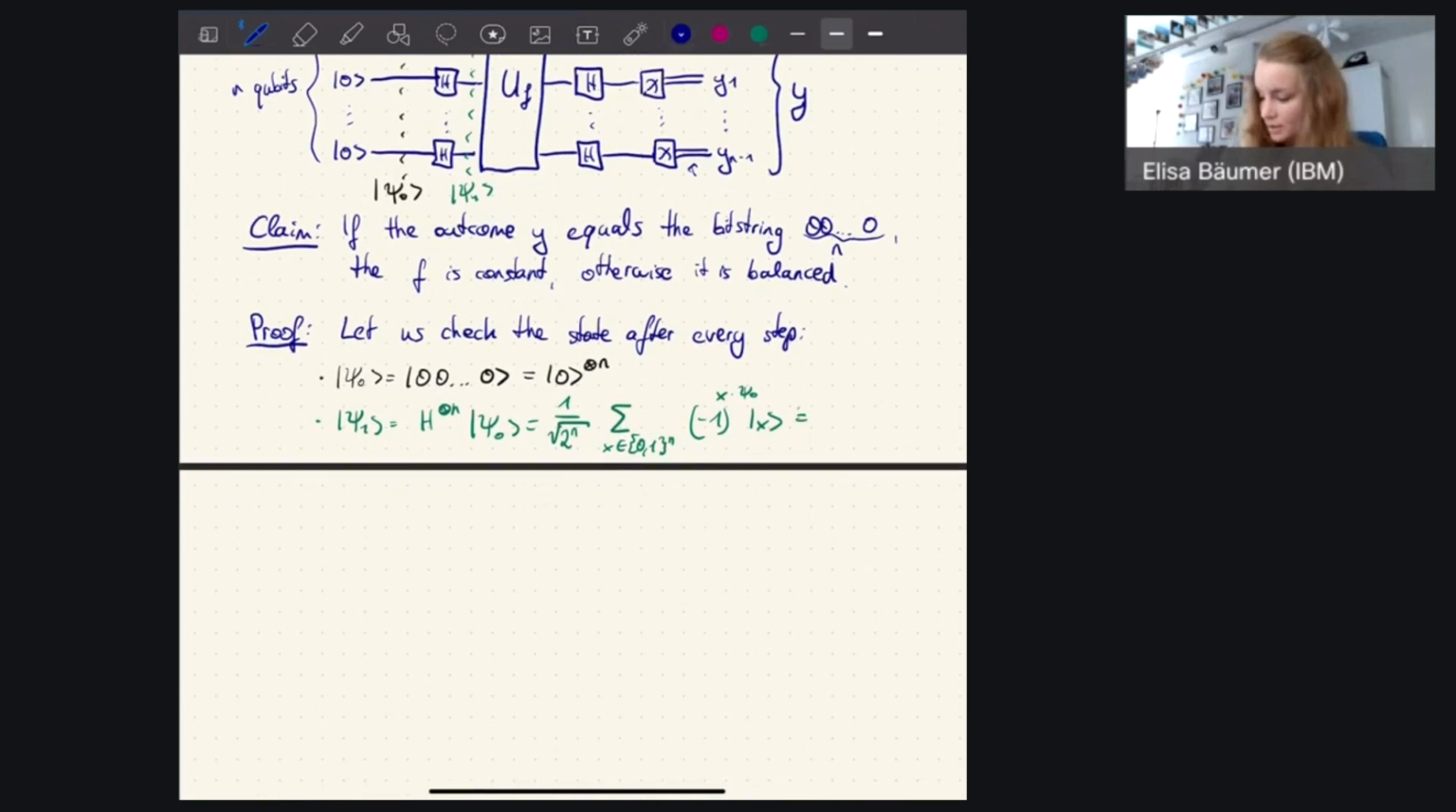But we actually know that this psi 0 is just the 0-bit string, which means that the inner product of x with it will always give me 0, no matter what x is. So the -1 to the power 0 is just +1. So we can just write it as the sum over all states x, just an equal superposition of all states without any phases.